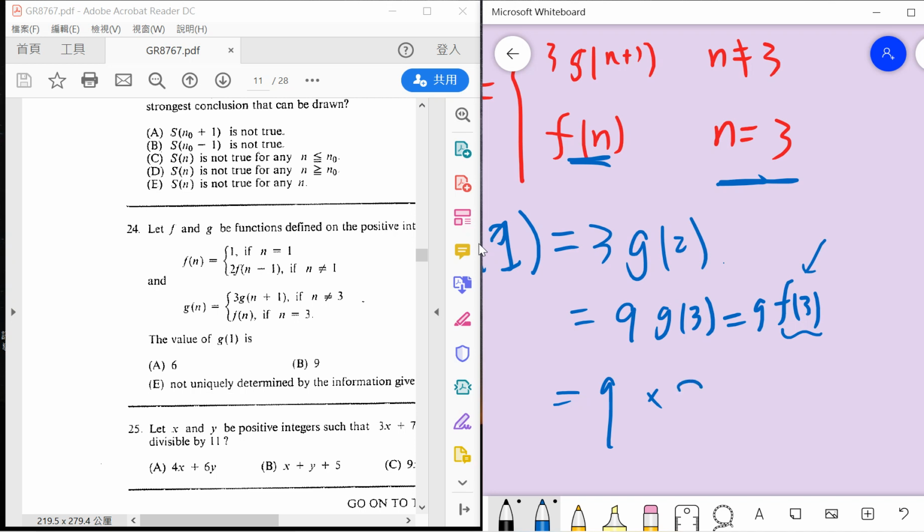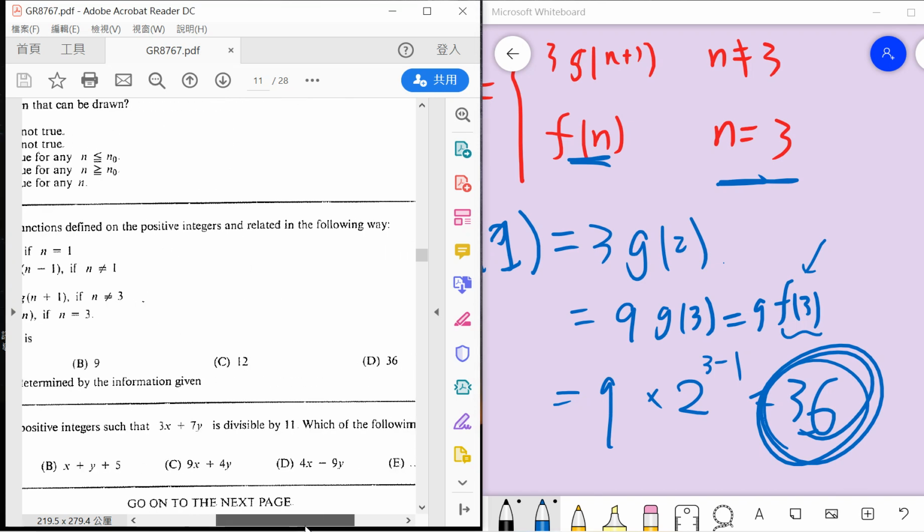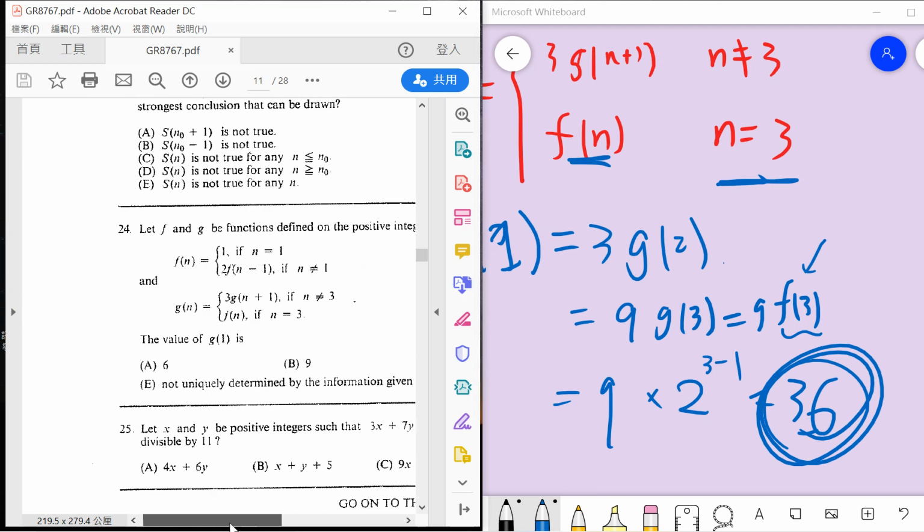f of 3 is what? 2 to the 3 minus 1. So it's 36. Okay, so the answer is D. Answer is D.